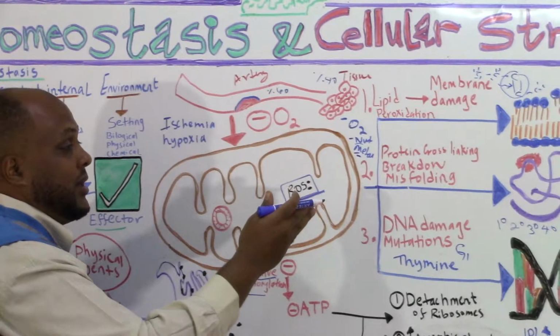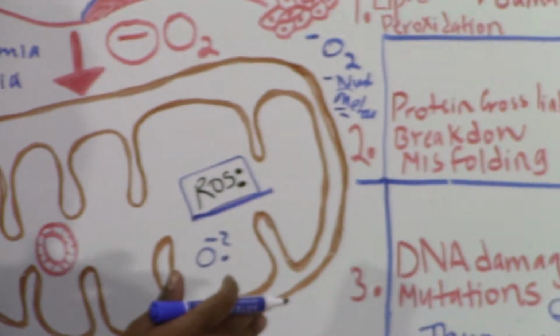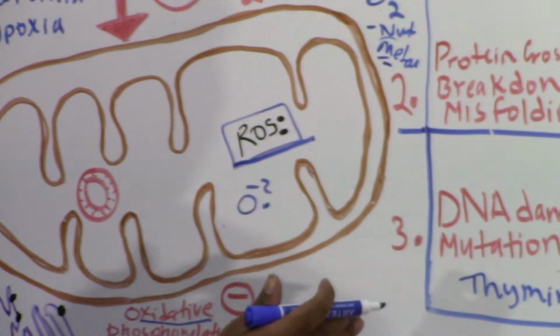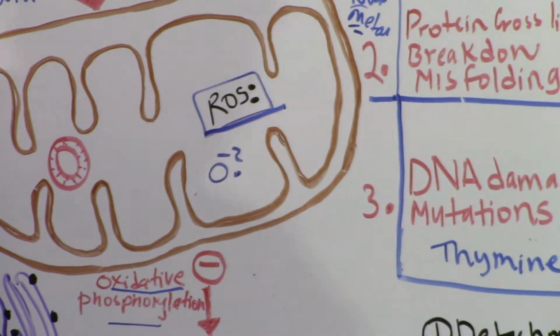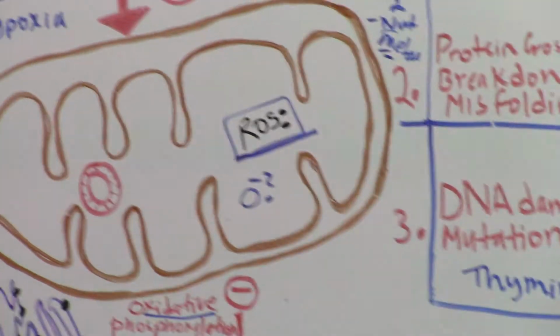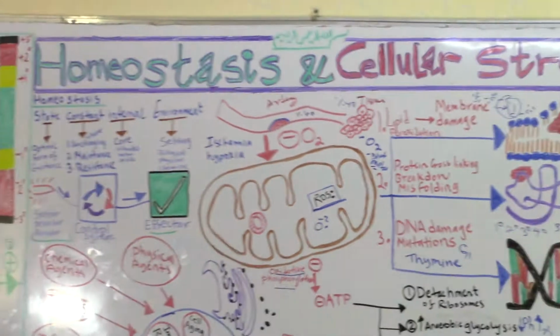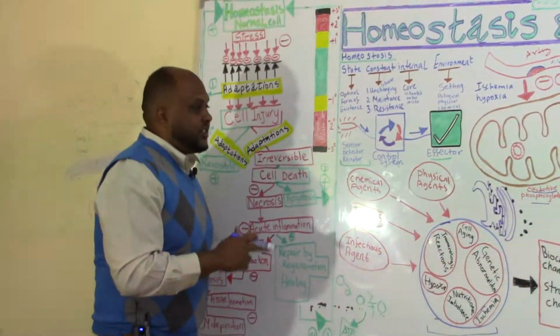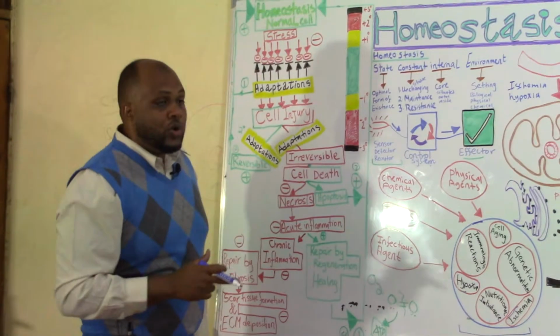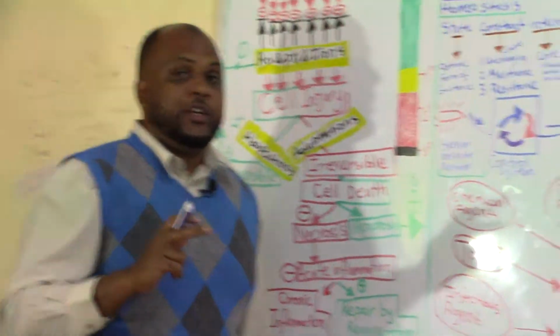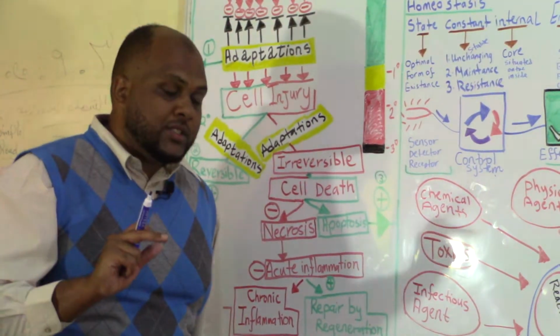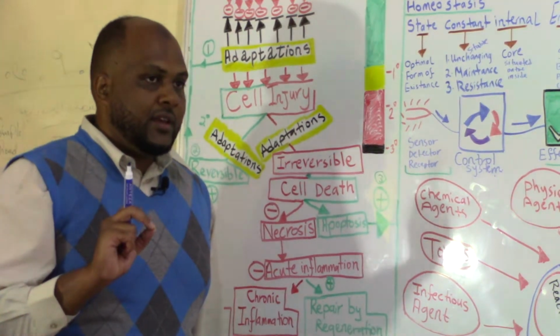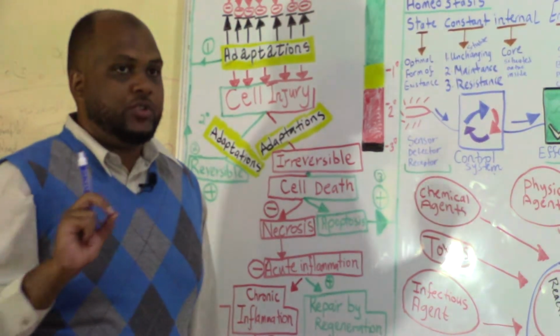in protein cross-linking, breakdown and misfolding, and in DNA damage. So now, lastly, we should now be able to determine which stressor is able to cause cell damage in which way and cause cell death in either apoptosis or necrosis.